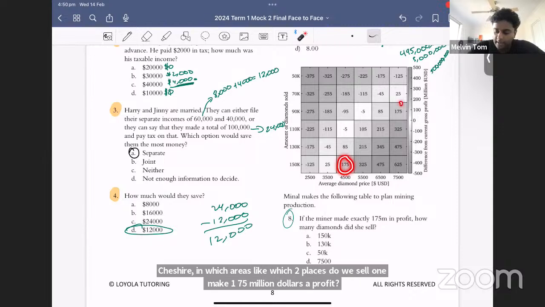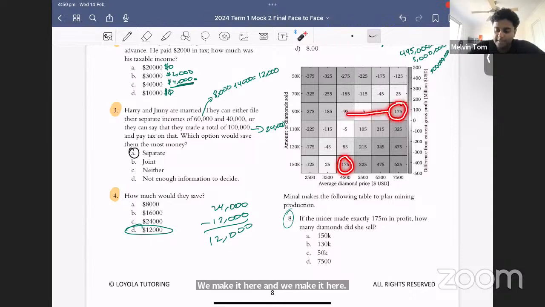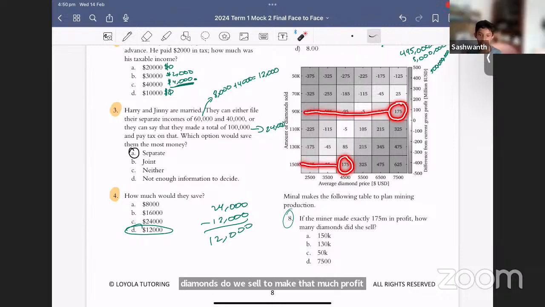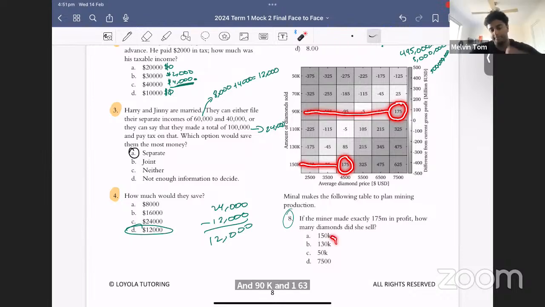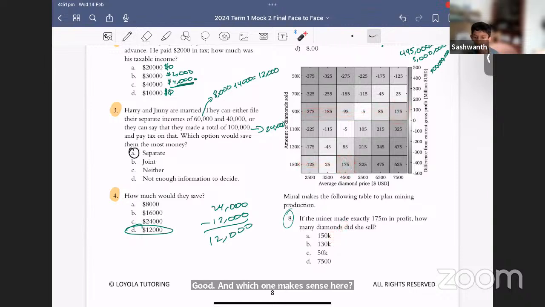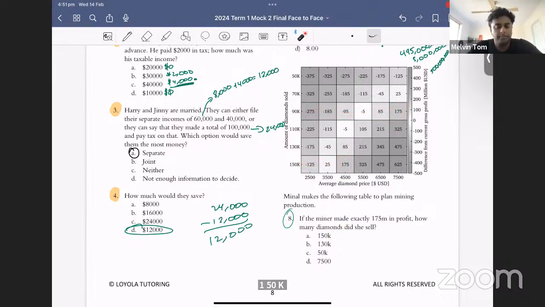We make it here and we make it here. So how many diamonds do we sell to make that much profit? 90K and 150K. Good. And which one makes sense here? 150K. Right. So the answer is A. Do you understand? Yeah. All right.